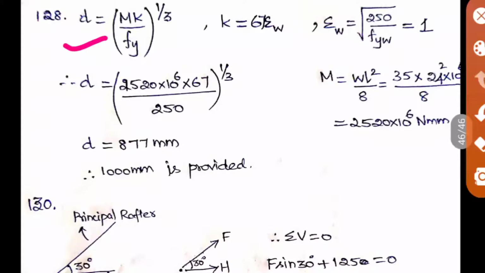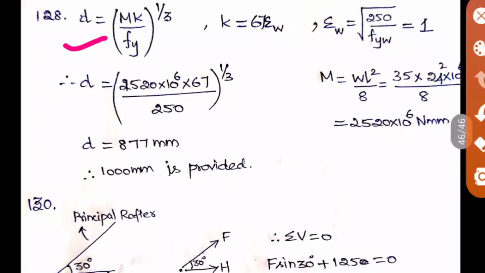Okay, so first, what does this M mean? It is nothing but the moment, and k is a factor, and Fy we know is the yield strength of the steel. So here let us find the k value first. So k value is equal to 67 into epsilon w. So it is nothing but the strain of the web. To calculate the strain of the web, it is root of 250 by Fyw. So Fyw means it is the yield strength of the web. So we know that the yield strength is 250. So 250 by 250, root 1, so 1.